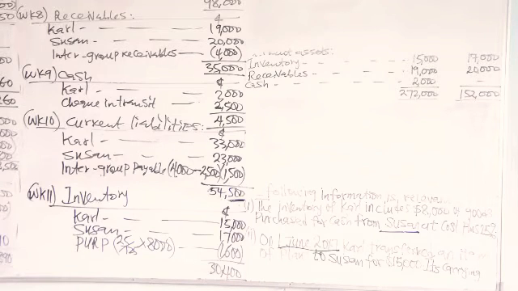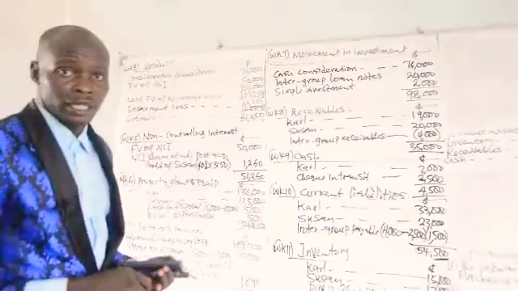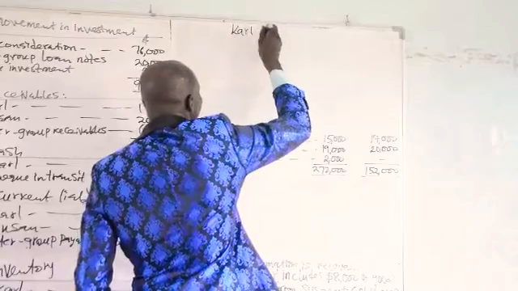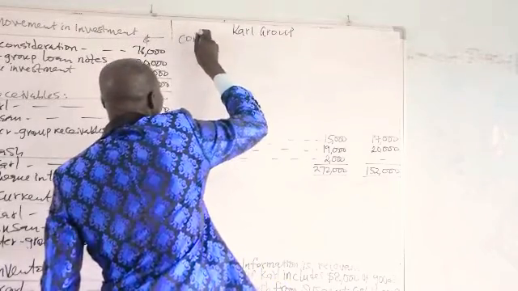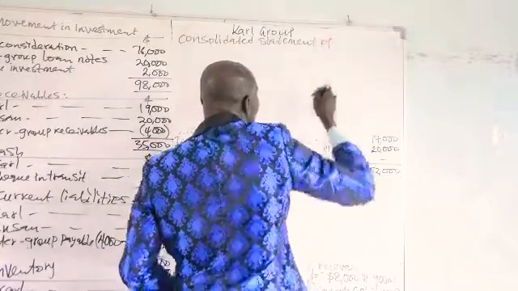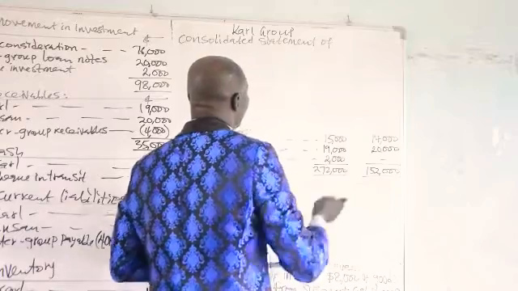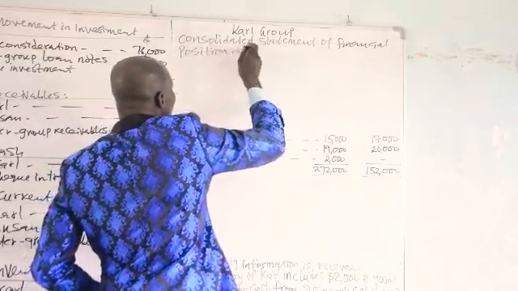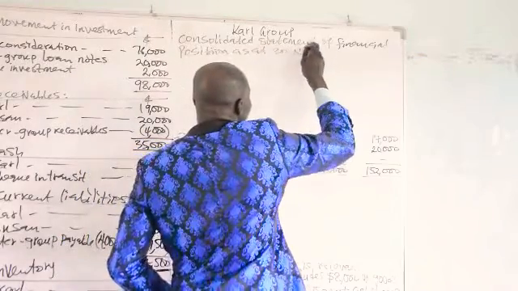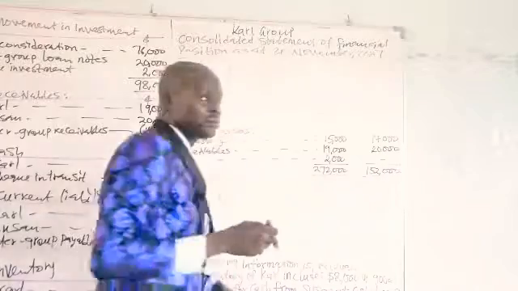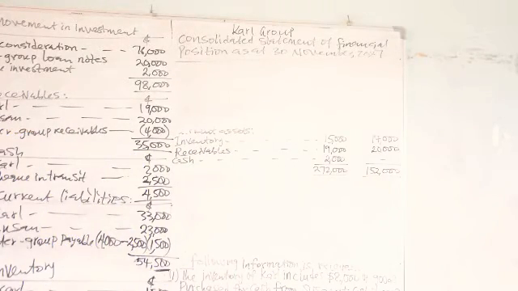Now, having made all necessary adjustments, we can therefore prepare the consolidated statement of financial position. The name of the parent is Carl Group. We have the consolidated statement of financial position as at 30th of November 20x7. You start with non-current assets.